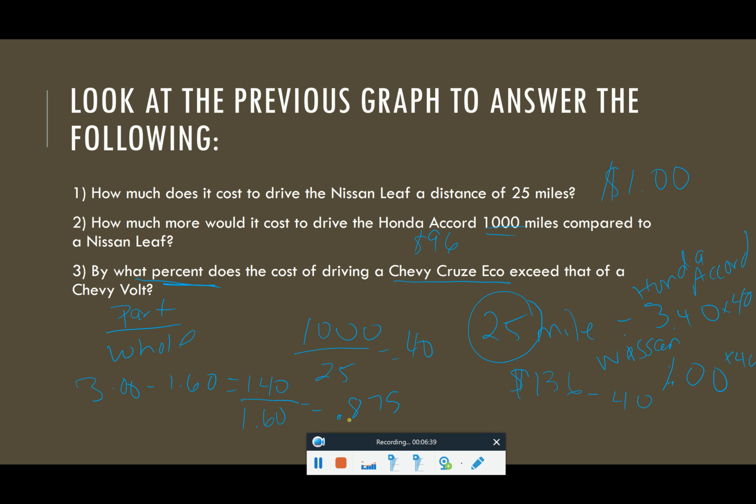0.875, and what would that be as a percent? You remember you move it 2 decimal places, so it's about 87.5%.